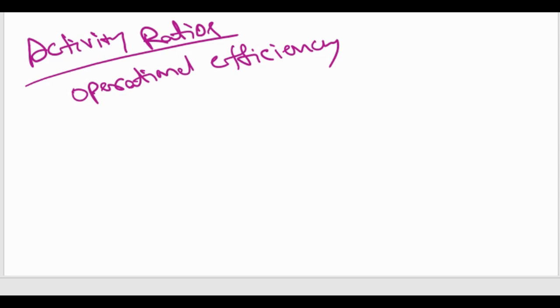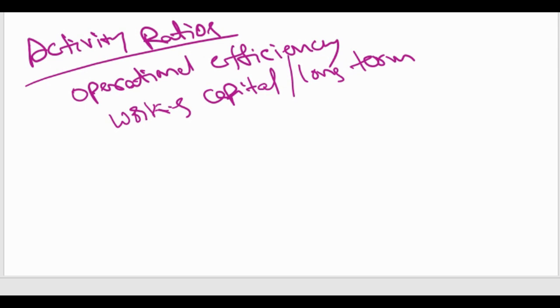So, what are the things? How well a company manages its working capital and long term assets, right? So how a company is managing working capital that is available and as well as long term assets to produce more value. Also, this is also known as efficiency ratios or asset utilization ratios.